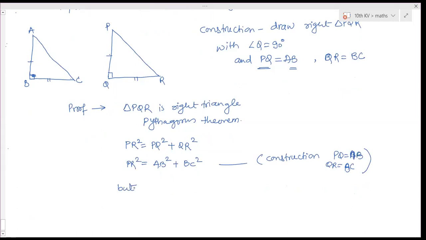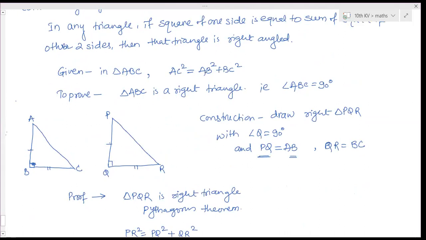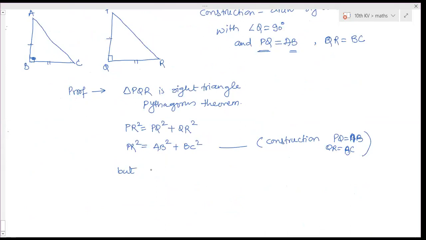But what is given to us? AB square plus BC square is AC square. So this is equation 1 and this is equation 2, and the reason is given. Therefore PR square is equal to AC square. If the squares are equal, then the square roots are also equal. So PR is equal to AC. Got it? Yes, ma'am.